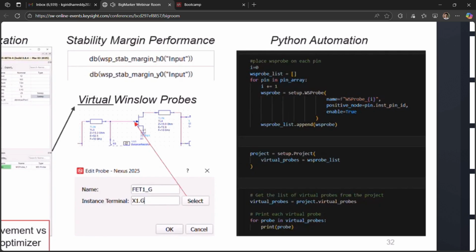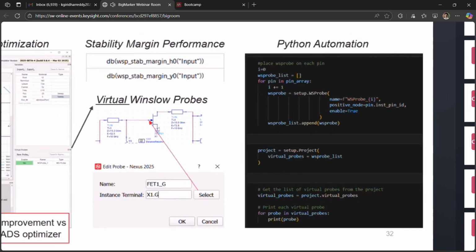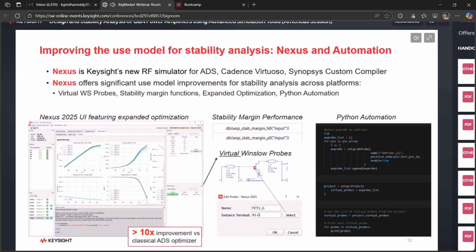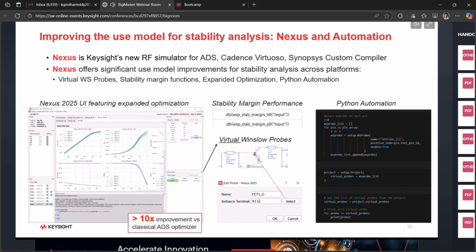So we've been able to expand the WS probe to multiple platforms through Nexus. And we've also worked on improving the use model here. So what we can do in Nexus is apply virtual probes. No longer do we need to cut the line and put a probe in there. We can actually just specify or select the node that we want, and it'll apply a virtual Winslow probe there in your circuit, which won't be a component anymore in your circuit, and we can apply this analysis there. The stability margin functions that I showed you, those are built into Nexus, so you can use them. And you can also do Python automation. Nexus is built with automation in mind. So you can do things like set up all of your Winslow probes using a Python script rather than going in manually in the circuit and doing that.